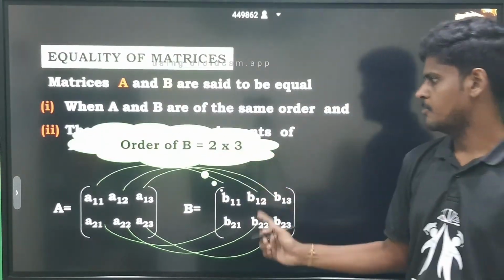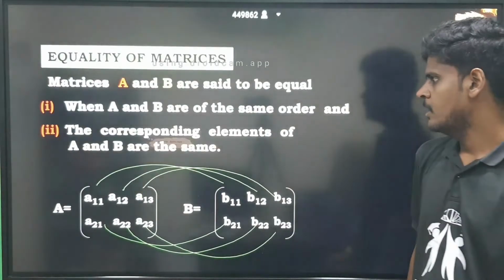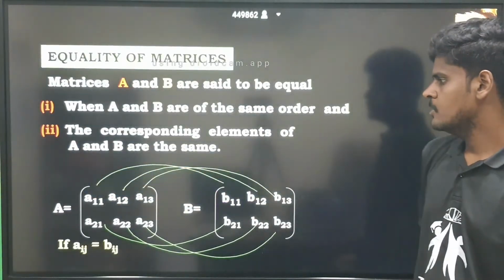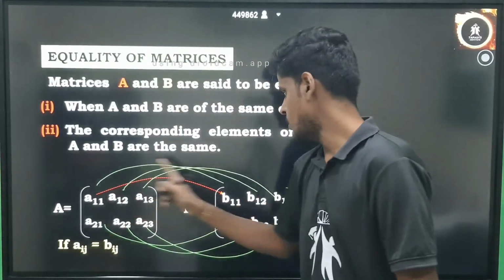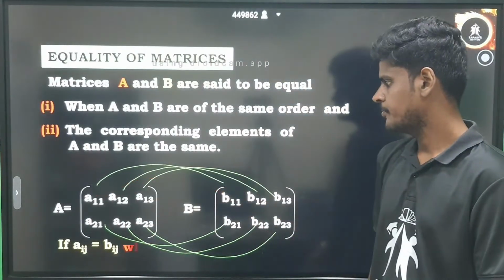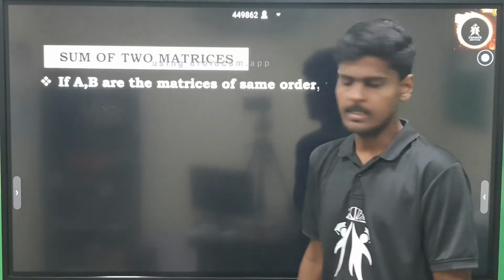First we check the order of both the matrices. Both matrices have order 2 by 3. Then what do we need to do? Check the elements. Aij is equal to Bij. That is A11 equal to B11. Similarly, we should check for the others.